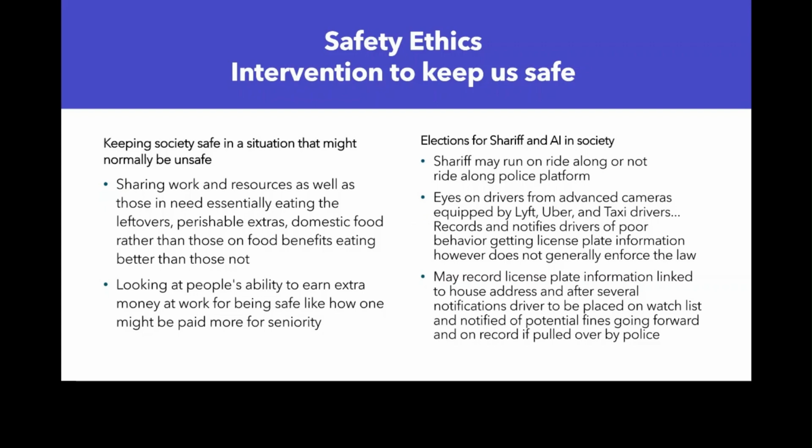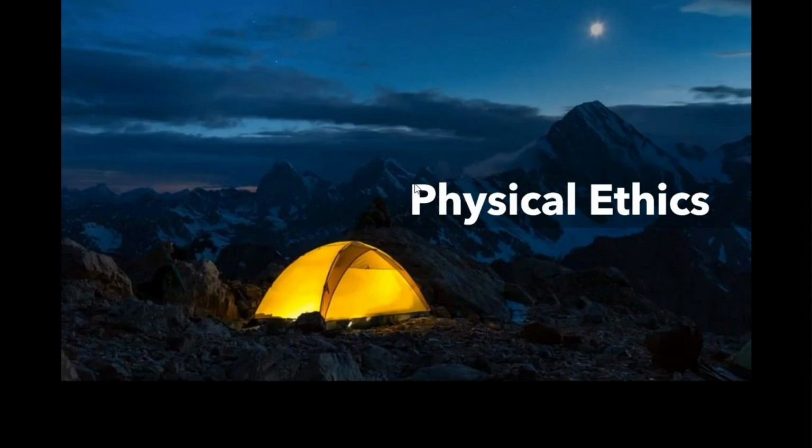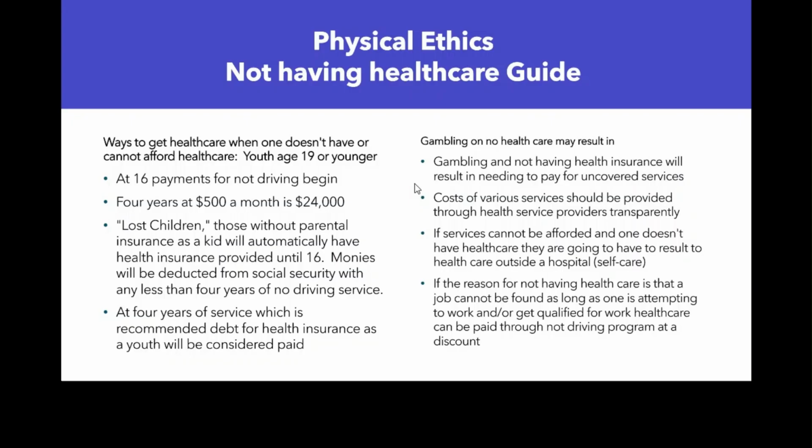All right, and then we'll continue on. Physical ethics. So, ways to get health care when one does not have or cannot afford health care. Youth 19 or younger. At 16, payments for not driving begin. Well, you can drive at 16. So 4 years at $500 a month is $24,000. This is the program I'd like to implement.